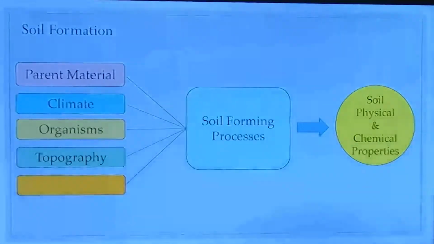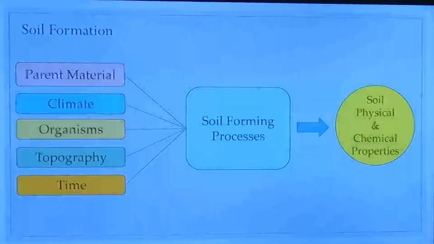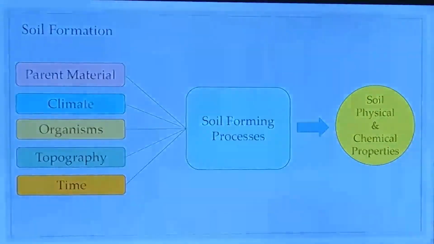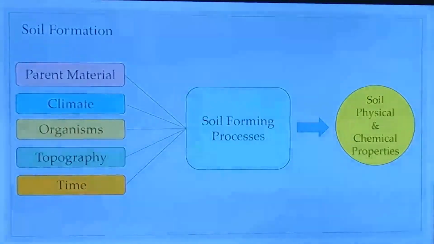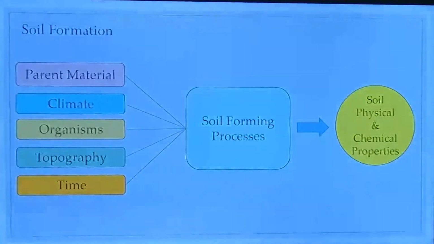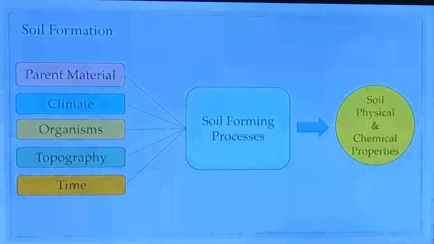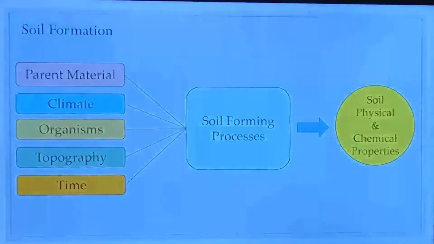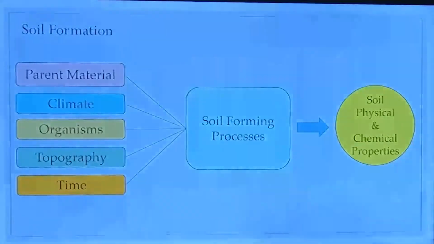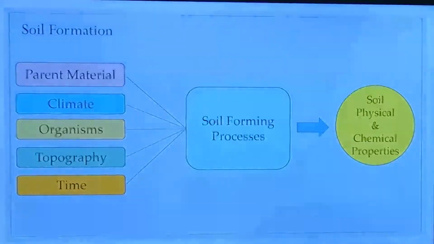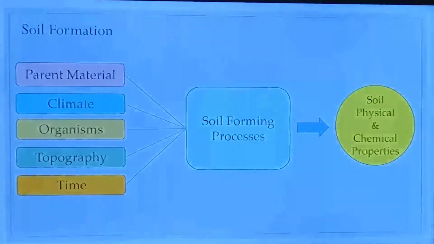And then finally, time. And soil takes a very long time to form. So while we had this rock cycle that took place eons ago, that soil is just now starting to form. So from these soil formation factors, we have some processes in there that are going to determine the soil physical and chemical properties. So this is going to be the direction that we're going to take in this module. We talk about the factors, we'll discuss the processes, and that's going to lead us into physical and chemical properties.